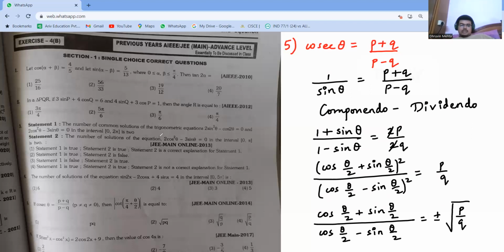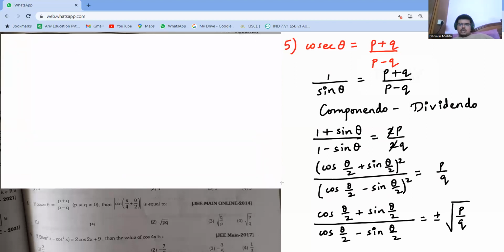See, we want cot of pi by 4 plus theta by 2. I'll tell you how we will reach that. Over here we have cos sine, cos sine. So remember this, whenever in trigonometry we come across cos plus sine, cos minus sine, we'll always divide each term by cos. So here we'll just divide everything by cos of theta by 2. So we will get 1 plus tan of theta by 2 upon 1 minus tan of theta by 2, which is equal to plus minus root of p by q.